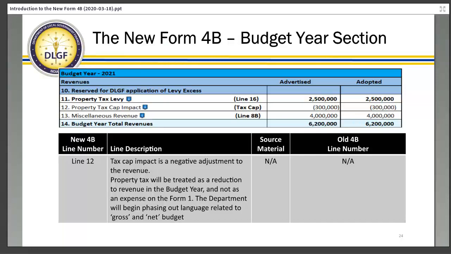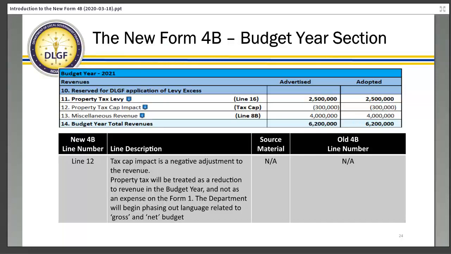Line 12 is a significant change from the previous version. Going forward, beginning in the budget 2021 season, the property tax impact, the circuit breaker loss, will be presented as a standalone line as a negative adjustment to revenue in the budget year section.